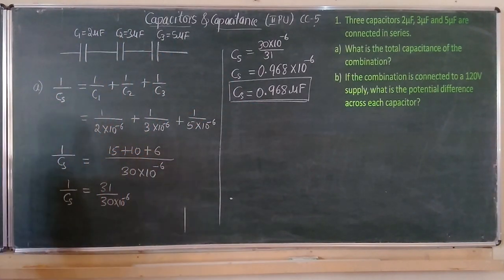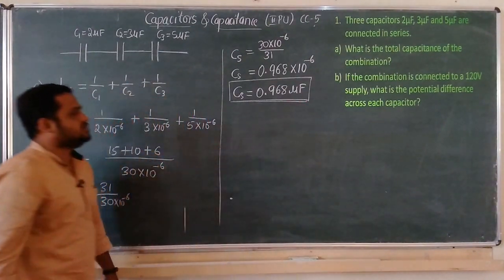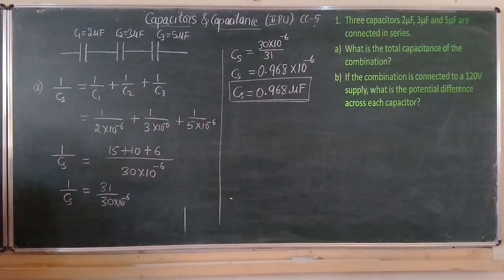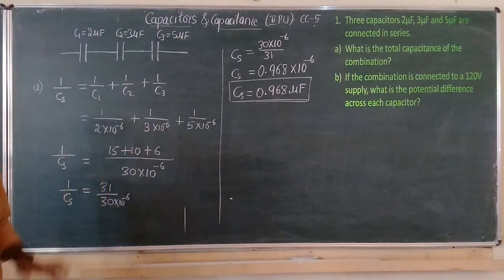So series combination is used to obtain a smaller effective value. If you want to get a smaller capacitance using larger values, you can opt for a series combination. Now in this case, capacitance is given by this condition. Cs is equal to 0.968 microfarad. I think it is clear.